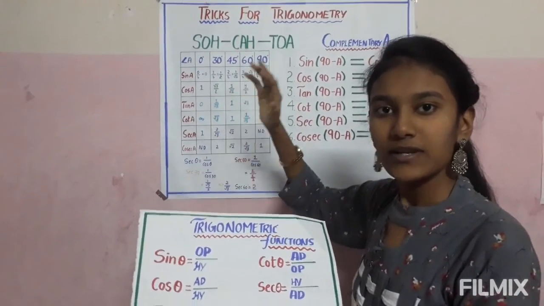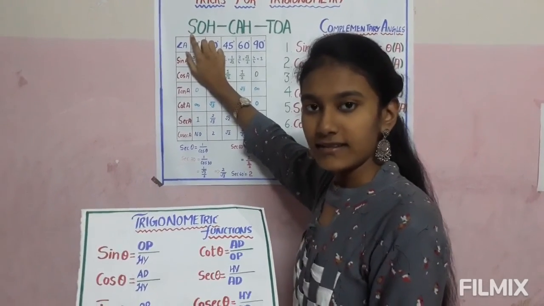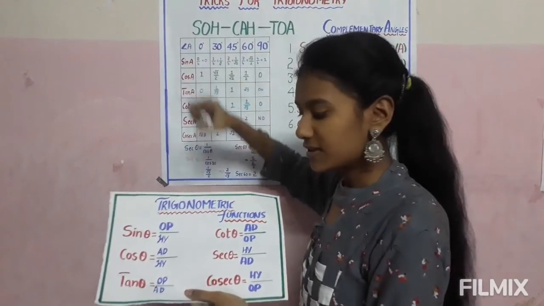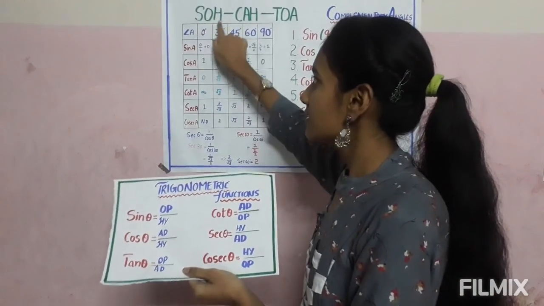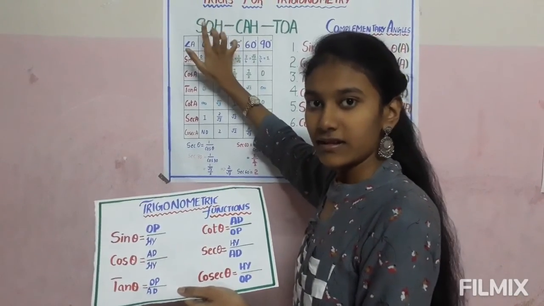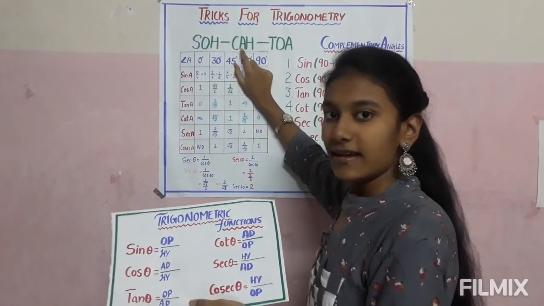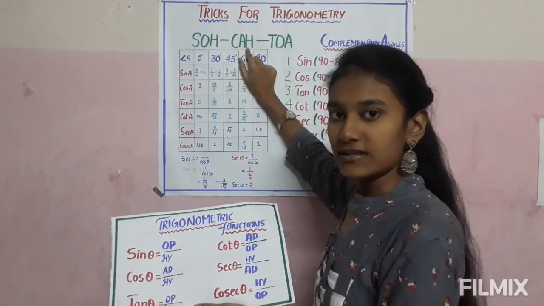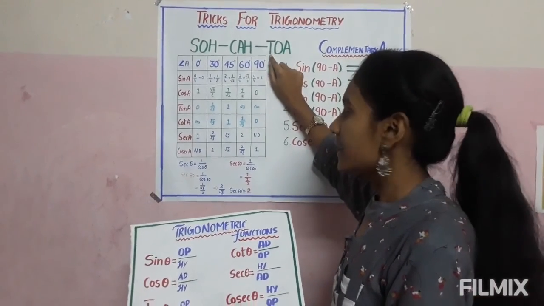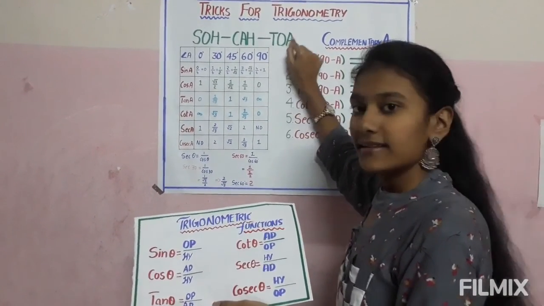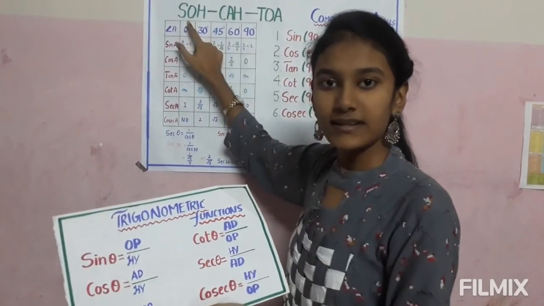Now, let me tell you how we can make them. S is sin theta, O is opposite, H is hypotenuse. This is the sin theta ratio. This is cos theta. C means cos, adjacent by hypotenuse. Then this is tan theta. T, tangent, opposite, then adjacent. Now we got these 3 trigonometric ratios.